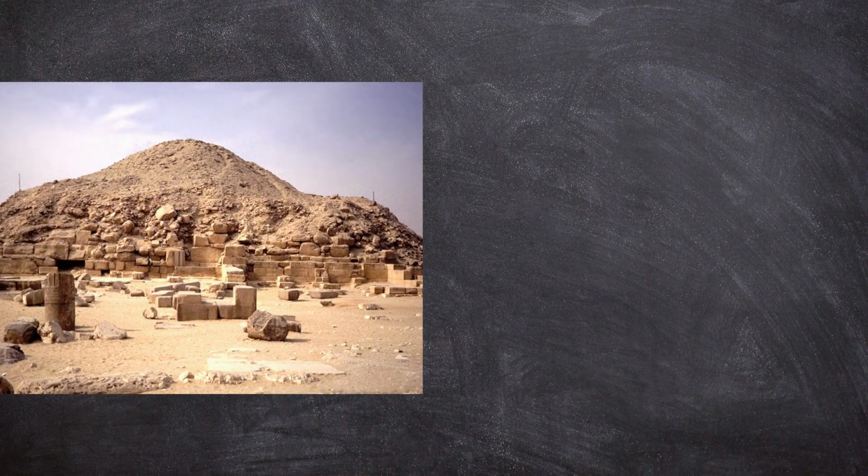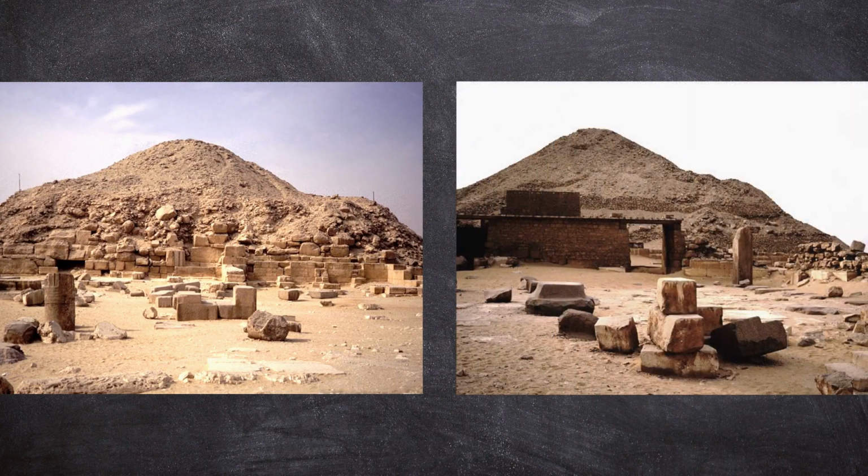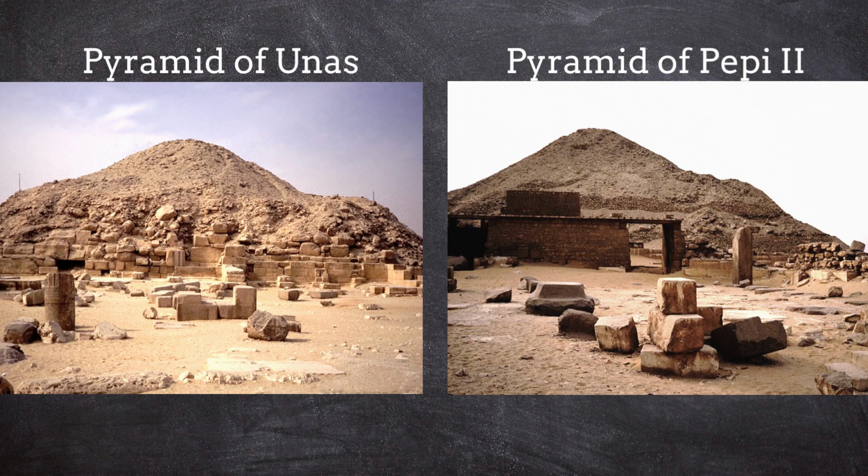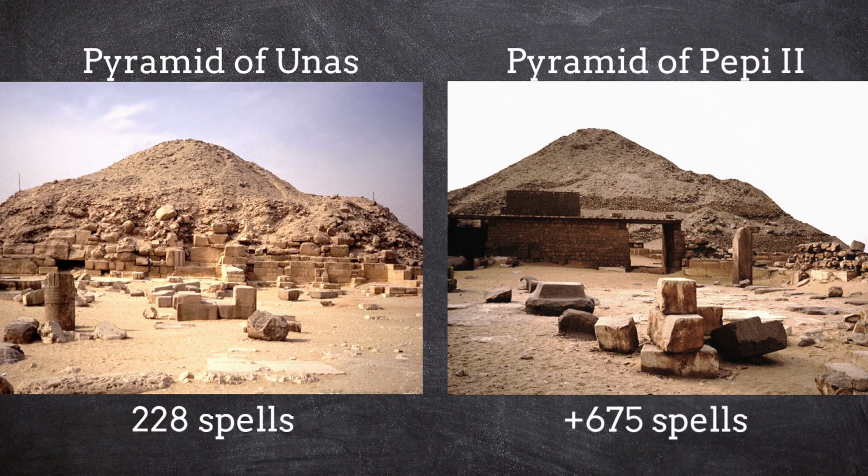Although there are around 900 pyramid text spells in total, each Old Kingdom pyramid had a unique selection of spells, and the number of spells per pyramid varies. For example, Unis's pyramid has 228 spells, while Pepi II's pyramid has more than 675.